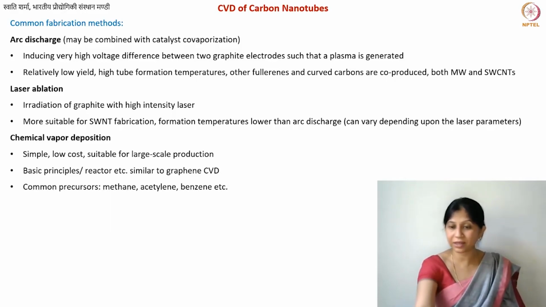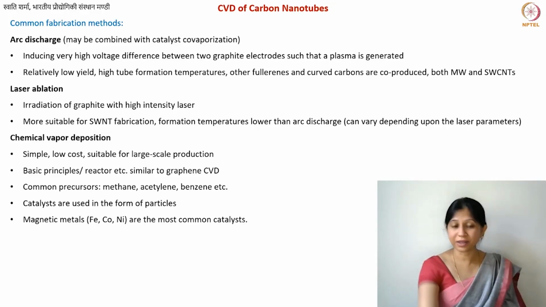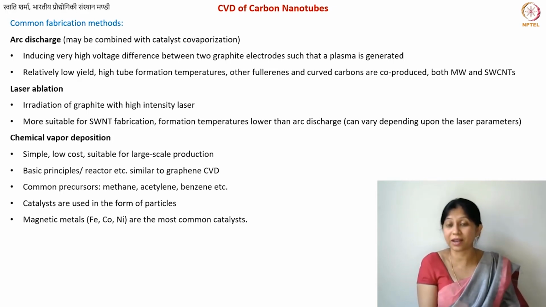And the common precursors, again, as I said, you can have any hydrocarbon. And catalysts are used in the form of particles. Now, what is very interesting is that the most common catalysts that have been reported for carbon nanotube growth are the transition metal catalysts, but these are the magnetic type of metals: iron, nickel, cobalt. These three metals provide the best kind of carbon nanotubes, or at least that's how it has been reported.